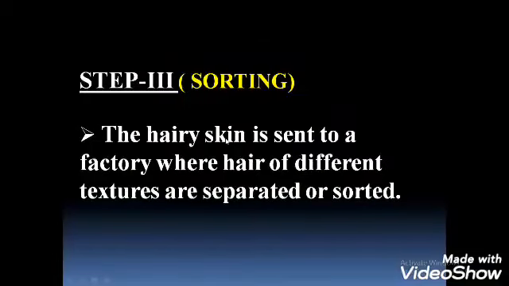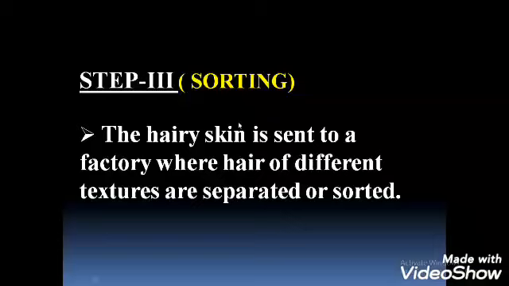Then our third step is sorting. What do you mean by sorting? The hairy skin is then sent to a factory where hair of different textures are separated or sorted. Sorted means separating. We know that sheep have different textures of hair, so these hairy skins are separated.